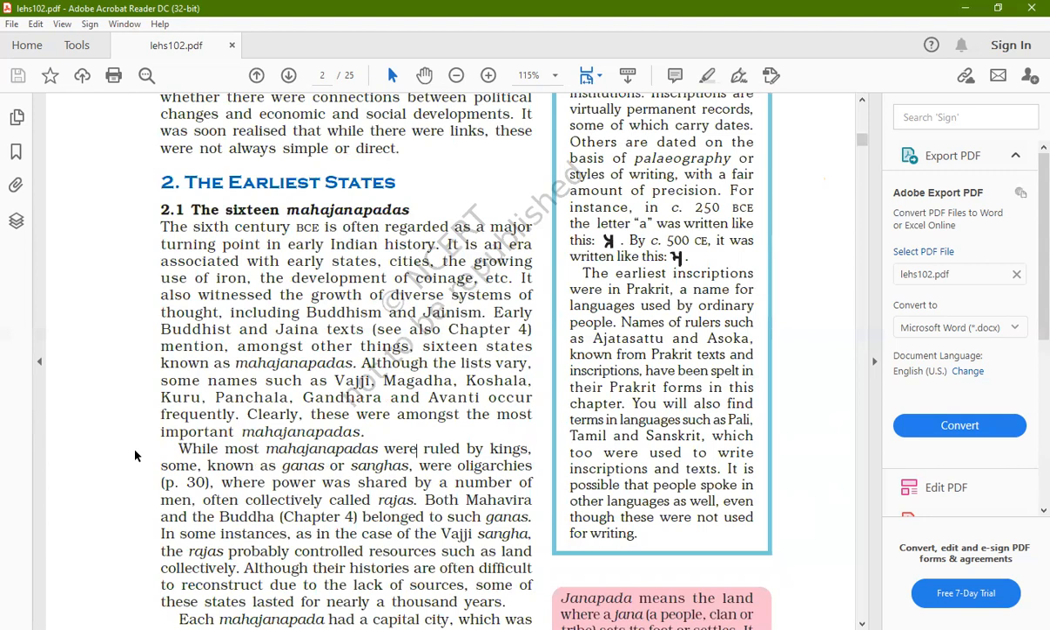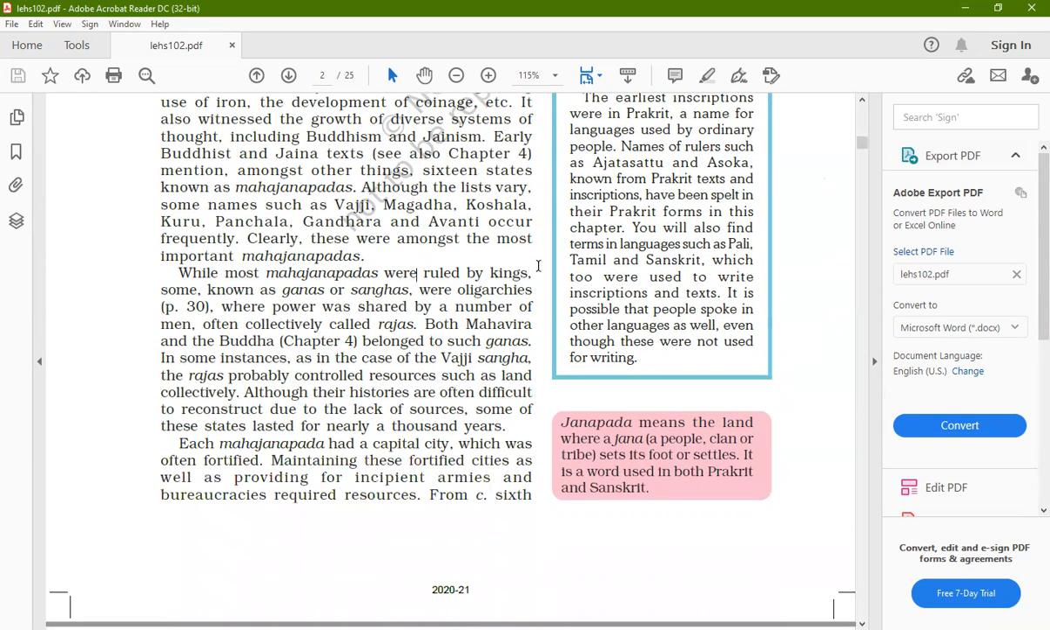Now next, define Sanghas. Here you can find about Sanghas and Ganas. While most Mahajanapadas were ruled by kings, some known as Ganas or Sanghas were oligarchies where power was shared by a number of men, often collectively called Rajas. Example: Mahavira and Buddha were related to such Ganas. This is a very good example if you want to give, but if it is not asked, you don't need to give an example, you just need to define the Sanghas.